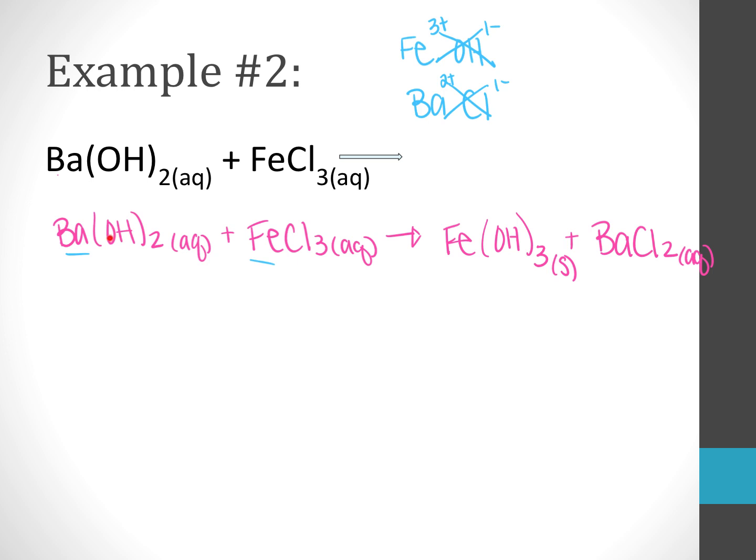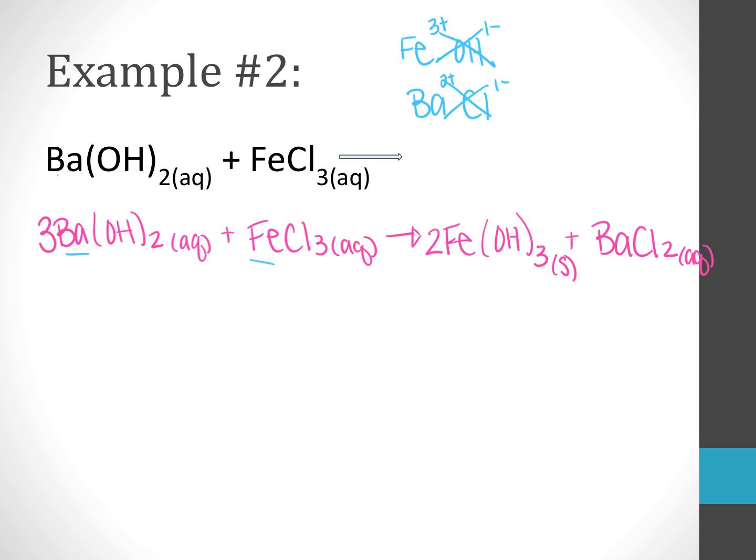Balance. Okay. Start with the hydroxides because those are going to be the most complicated. How many are on the left side? 2. How many are on the right side? 3. What's a common multiple between 2 and 3? Okay, so let's try to take both sides to 6. So then what coefficient would we have to add here? Okay, so we're going to put a 3 there. And then what do you have to add on this side? Okay, so we'll put a 2 over here.